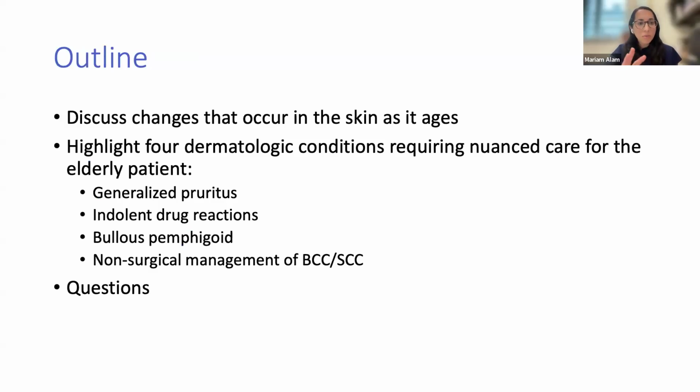My plan for our talk is to briefly touch on the changes that occur in the skin as it ages. And then what I really want to focus on is highlighting four dermatologic conditions that I think really require nuanced care in the geriatric patient. So we're going to talk about generalized pruritus, indolent drug reactions, bullous pemphigoid, and then the non-surgical management of basal cells and squamous cells. And then at the end, I'm hoping we can leave time for questions. So if there are any topics I didn't cover that you have particular interest in, please just let me know.